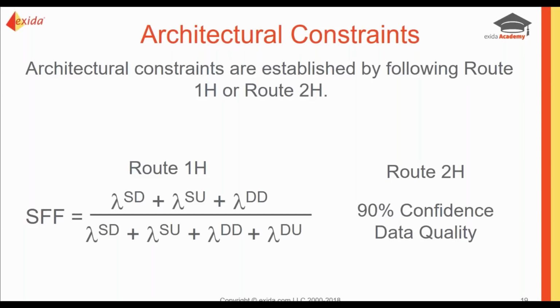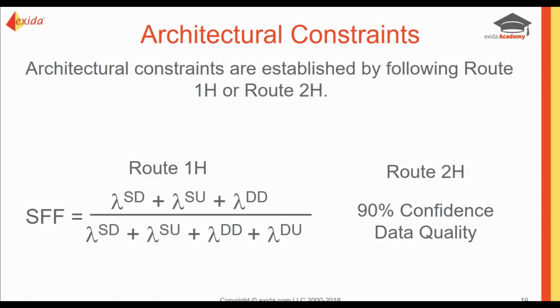Route 1H involves calculating your safe failure fraction. And that's not just your safe failure fraction for your device, it's your safe failure fraction for your element or your SIF. You want to take a look at your failure rates for your safe detected, your safe undetected, and dangerous detected failures, and compare them to your overall failure rate. The main difference being adding in those dangerous undetected failures. And that's going to give you your ratio of safe failures compared to your total failures.